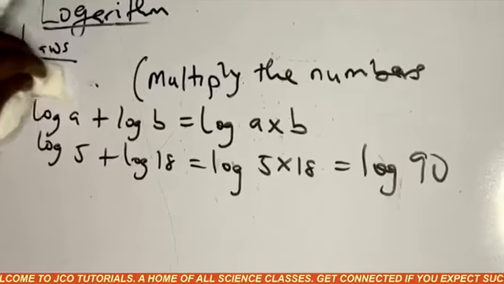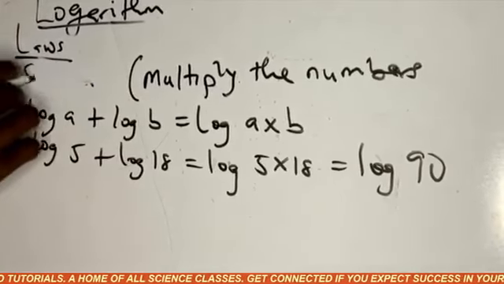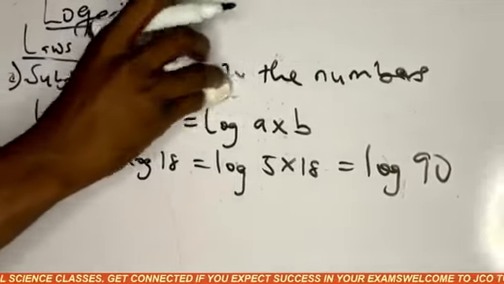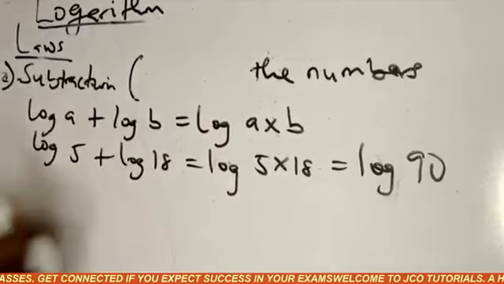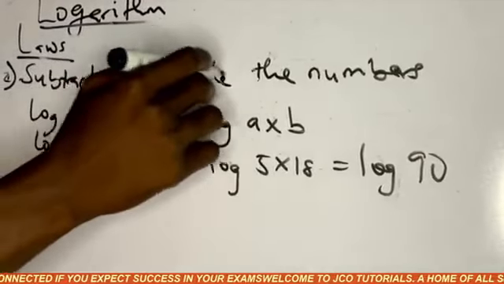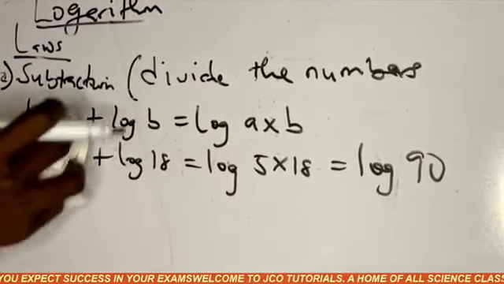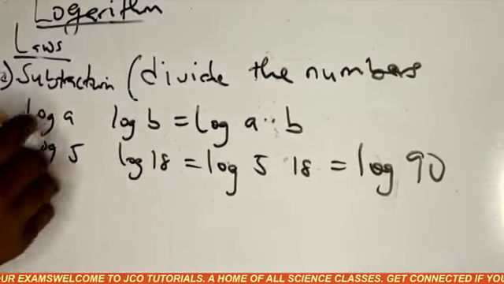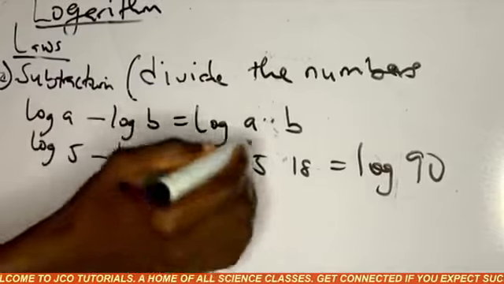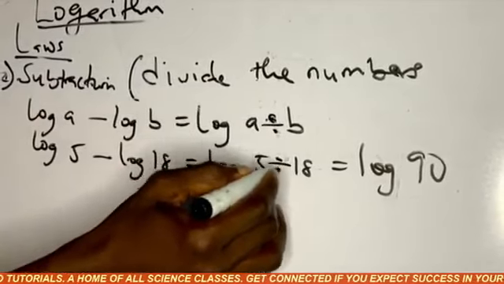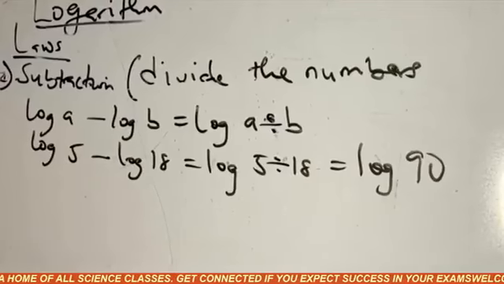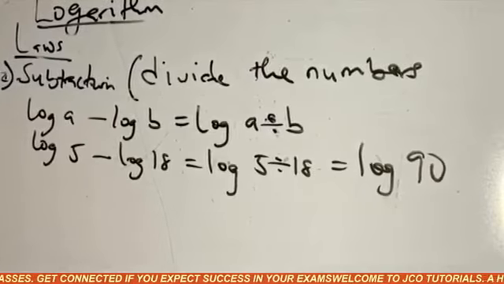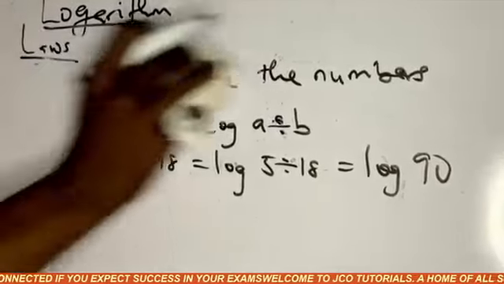Then the same thing for the second law, we have the subtraction law. In this case, instead of multiplying the numbers, you divide the numbers. So if the logarithm is being subtracted, just as what I'm showing you now, this minus this, I'll simply put division of the numbers. You see, it has taken one logarithm as the solution. So this is how you deal with the subtraction law of logarithm.